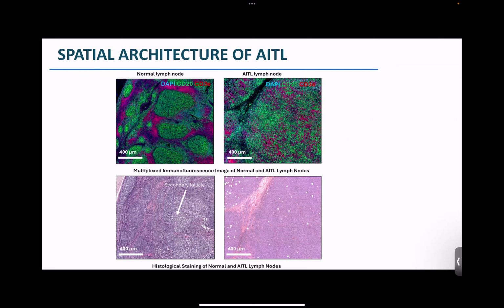But on the AITL lymph node, we were able to see that there was higher proliferation of these T cells, which further showed that these structures were almost unseen in this lymph node.